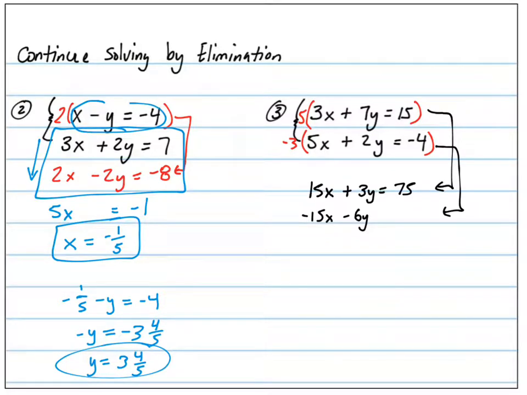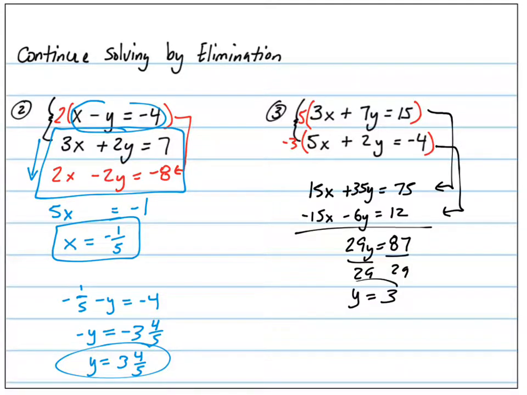I missed a number here. I was supposed to write 35y. I just noticed that. So 35y, there we go. 6y equals, in this case, 12. So now we're going to eliminate straight down. The x's cancel. We've got 29y equals 87. We'll divide by 29, and we get y to equal 3.